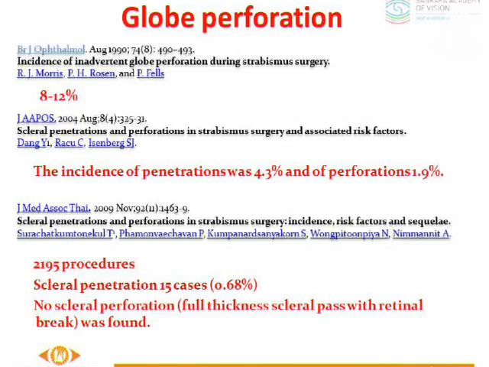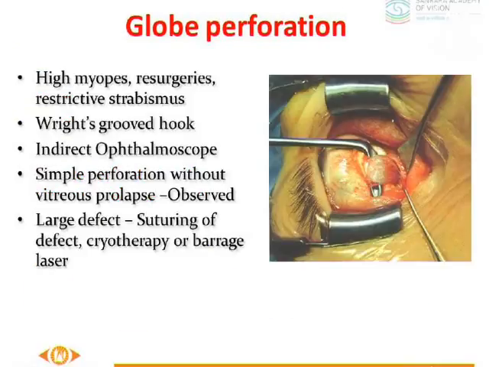The next most common complication is globe perforation. As I went through the literature, there is a lot of varied incidence. Some studies show 8 to 12%, some studies show 4.3%, and one of the studies which has a larger number of 2,195 procedures showed only 0.68% of scleral penetration and no scleral perforation in such a large series. But still it happens sometimes. It is more common in high myopes and resurgeries, and particularly when you are dealing with restrictive strabismus. Sometimes, at least for beginners, you can use a reverse-grooved hook to avoid injury to the sclera while suturing the muscle.